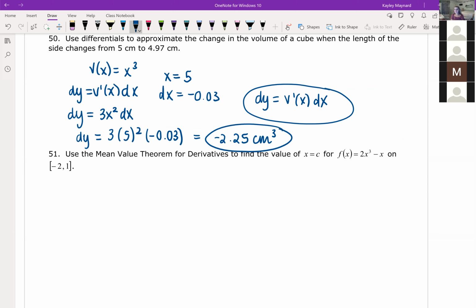Okay, so differentials is just a way to approximate the change in something, using the fact that dy/dx is equal to the derivative. So then maybe we can say dy is equal to v prime of x dx. So that's ultimately where that concept comes from, and then we just plug in what we know.